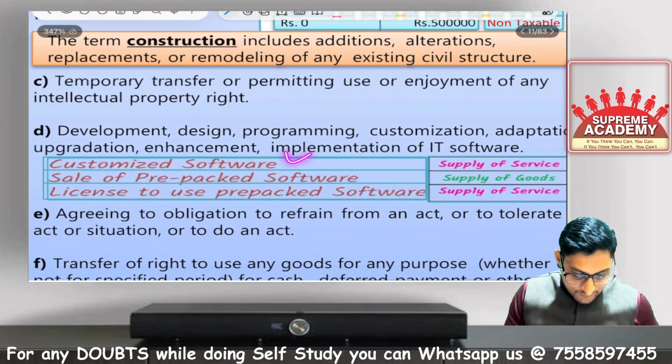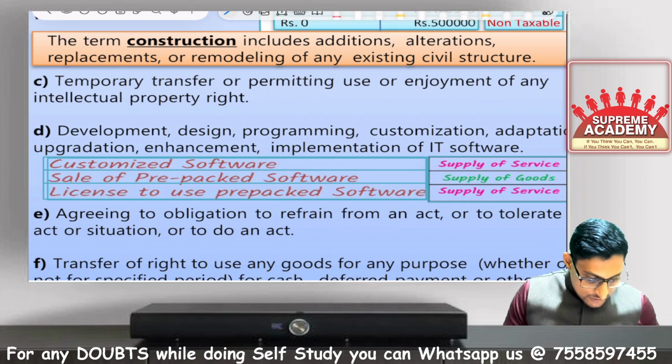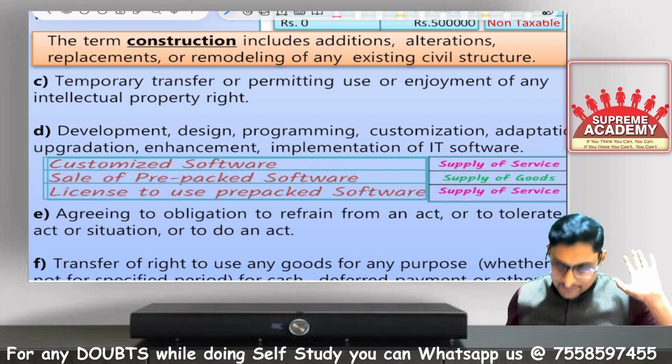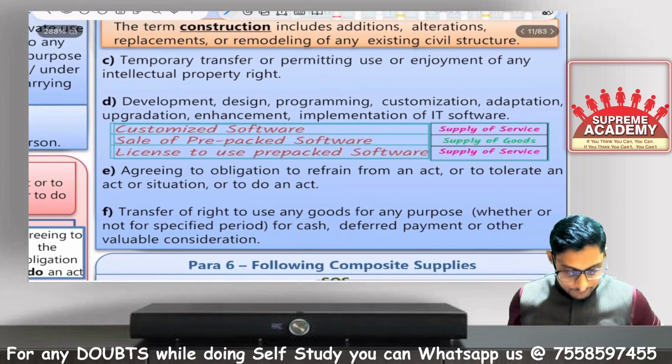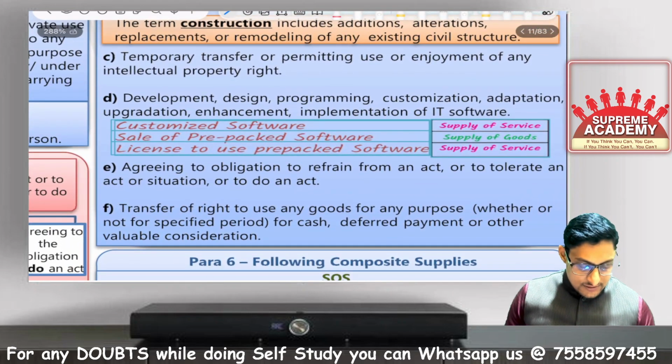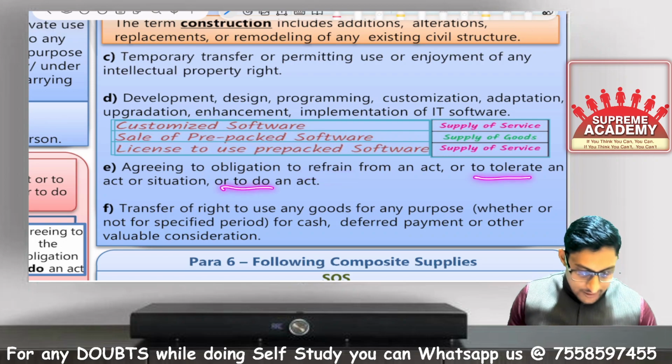Remember these things. Customized software is a supply of service, and prepacked software is a supply of goods. If this prepaid software is a license key generated, then it is a supply of service. Now, next, agreeing to the obligation to refrain from, to tolerate, or to do an act.